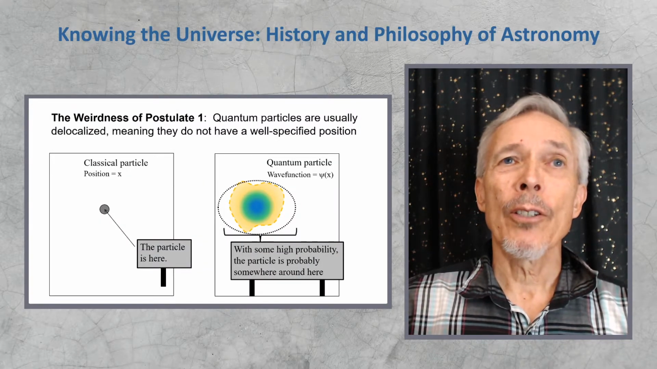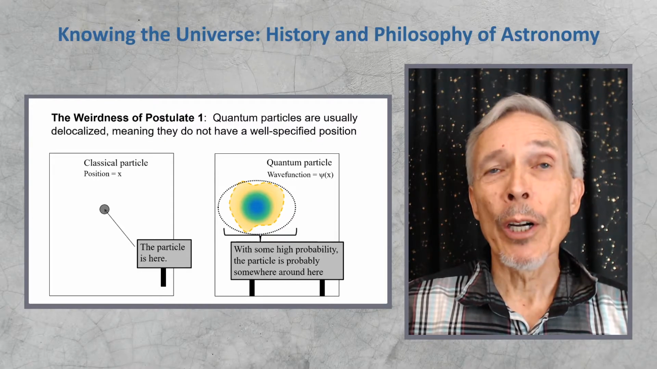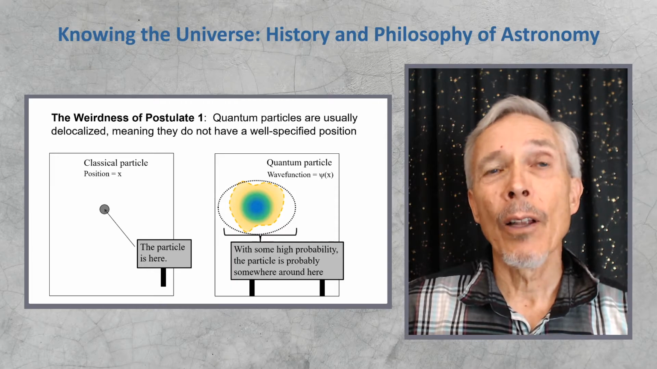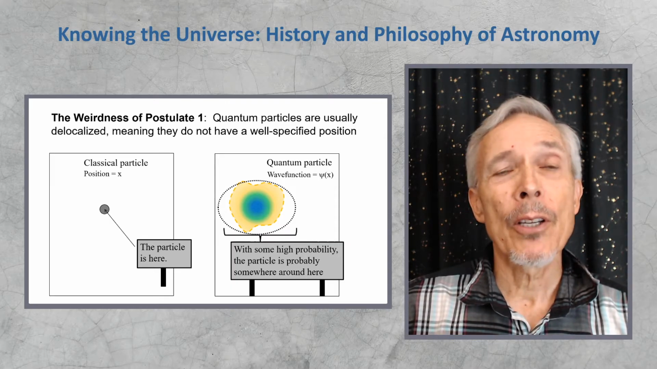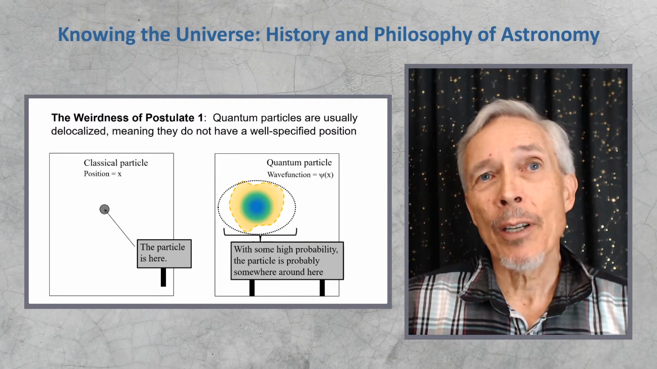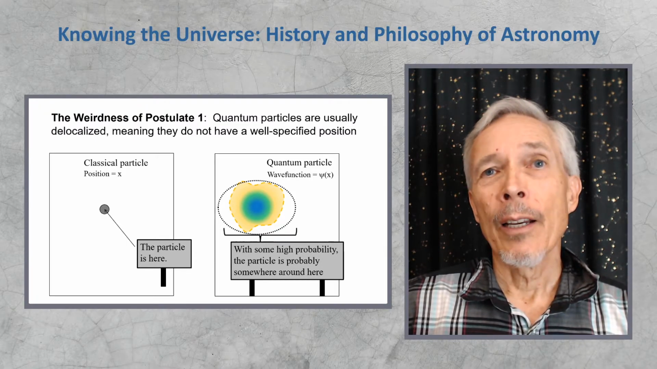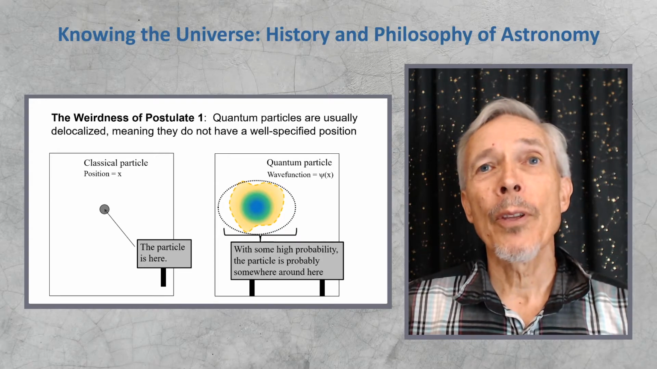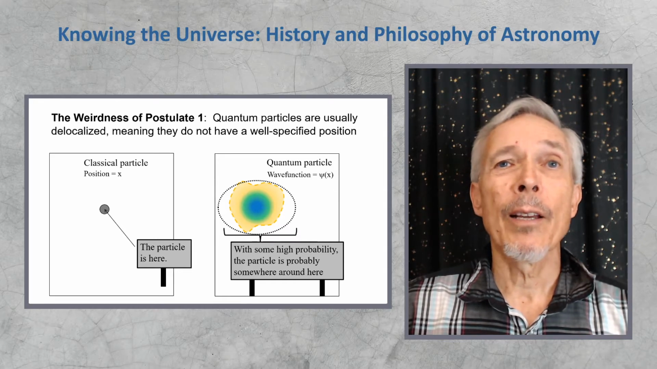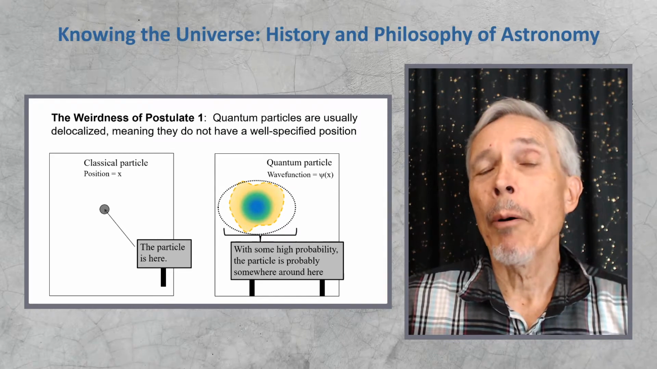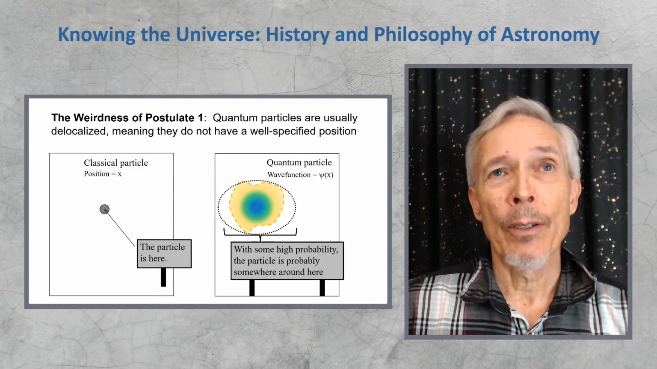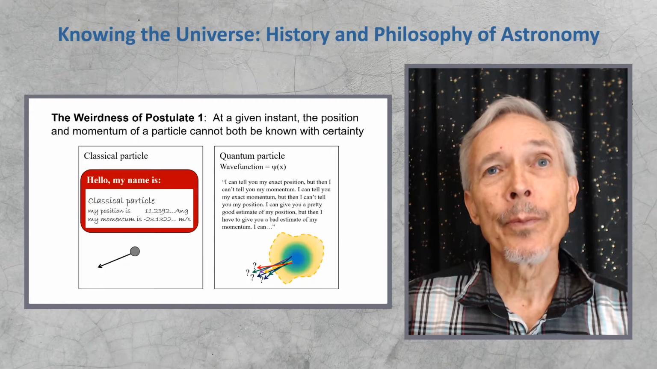Now, all the postulates are weird at some level. The weirdness of postulate 1 is pretty obvious, because it means that particles are not localized. They don't have a well-defined position. In classical physics, on the left, you say the particle is here. I measure it, its position is x. In classical theory turned into quantum theory, we have a quantum particle described by a wave function. And all we can say is that with some high probability, or some probability that we can specify, the particle is somewhere in this region. And that's really the best we can do.